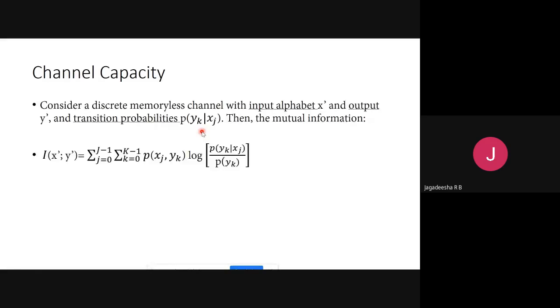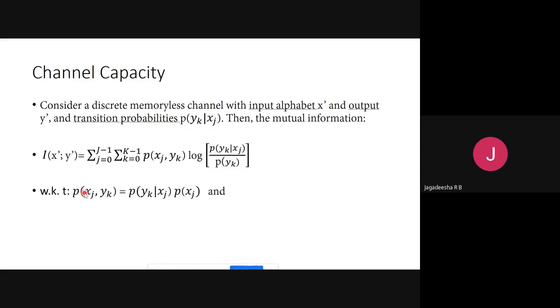Then the mutual information, we have seen this equation, is represented this way: I of X', Y' is nothing but the joint probability between xj and yk, that means these two occurring together, times the log of the conditional probability, that is, you transmit xj, but what's the probability of occurrence of yk, maybe 0 or 1, divided by the probability of the output yk. This is computed for all the input symbols and also all the possible output symbols.